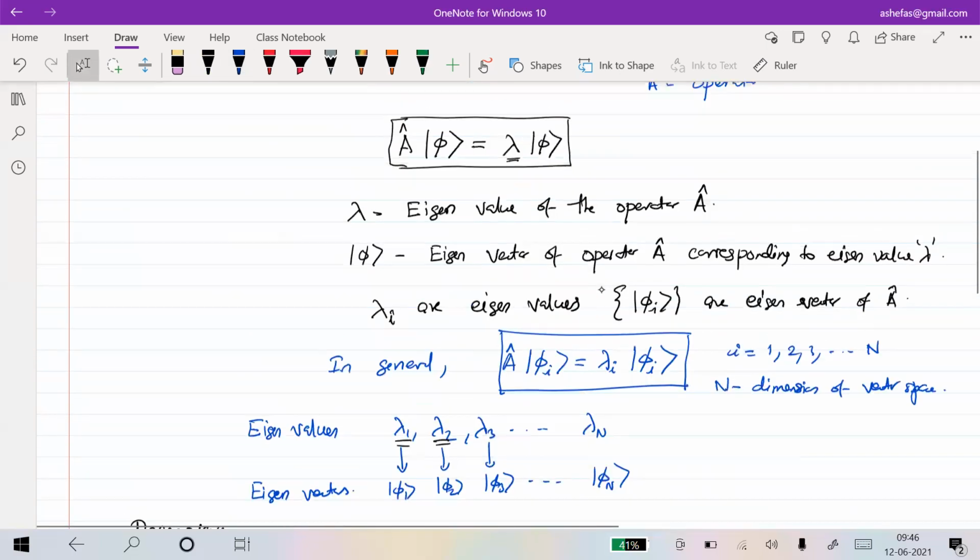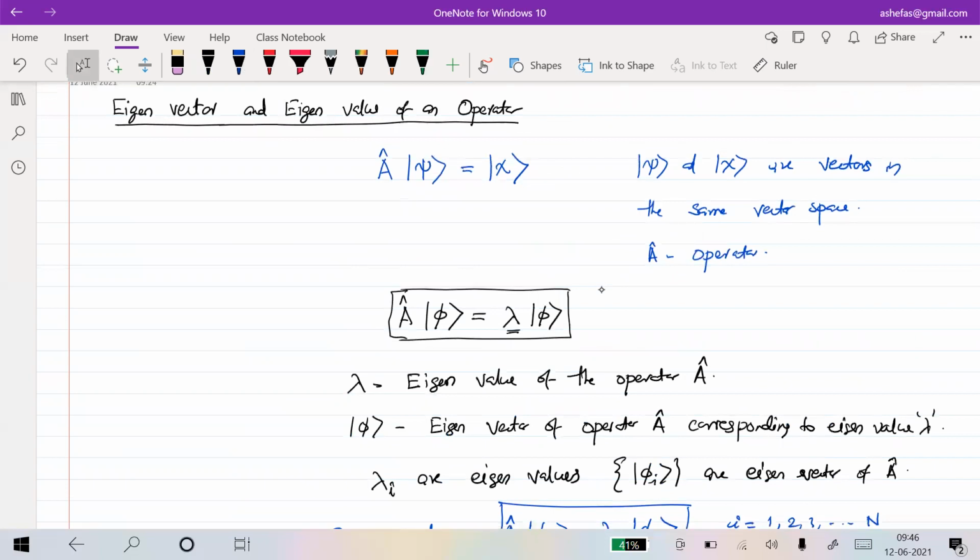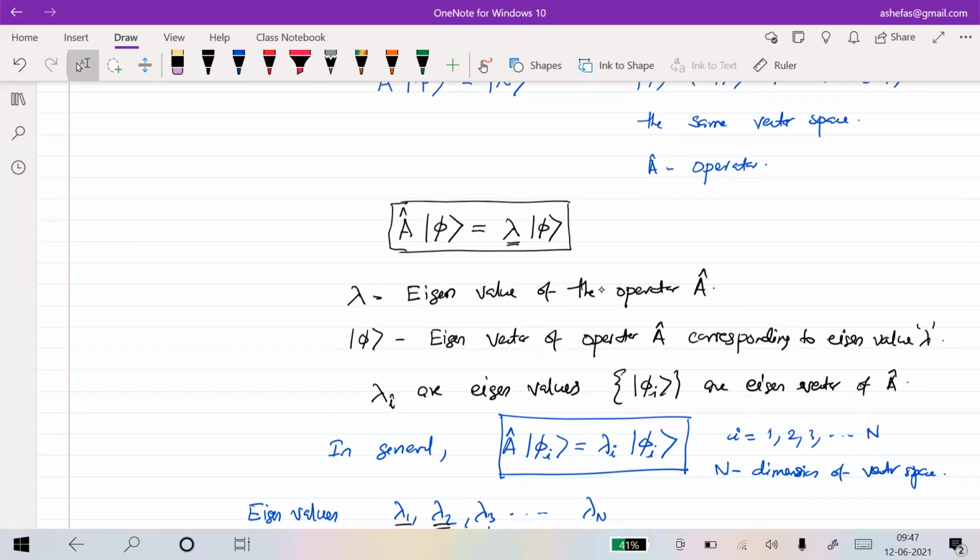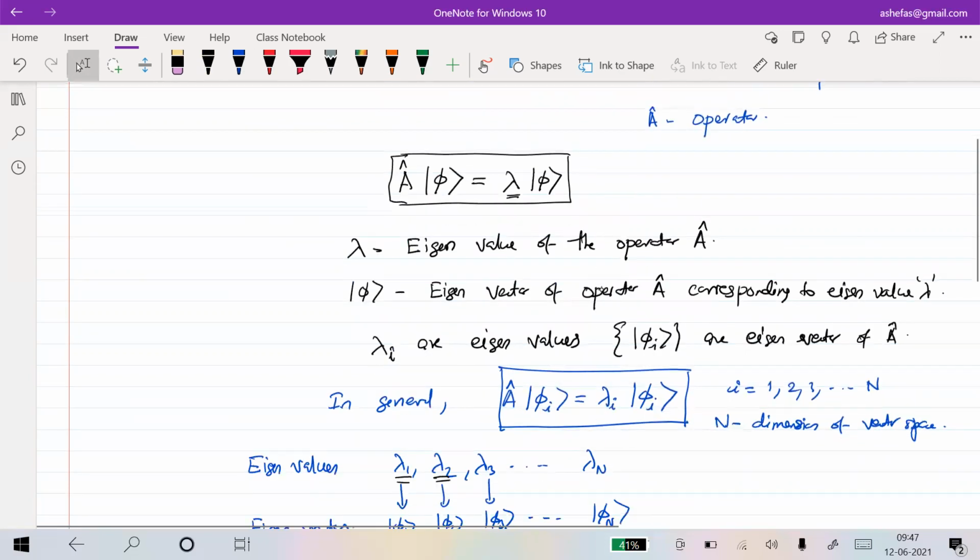Okay, so that's all about the eigenvectors and the eigenvalue of the operator. A vector is said to be an eigenvector of an operator if the action of the operator on that vector leaves it unchanged, but with a multiplication by a scaling factor, and the corresponding scaling factor is called the eigenvalue. Lambda is called the scaling factor.